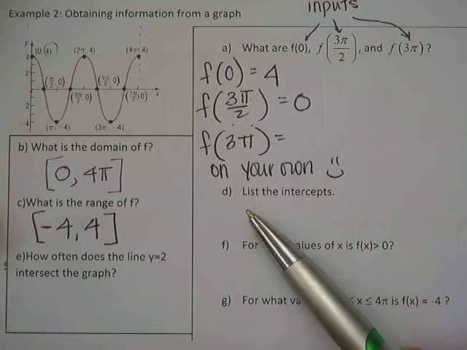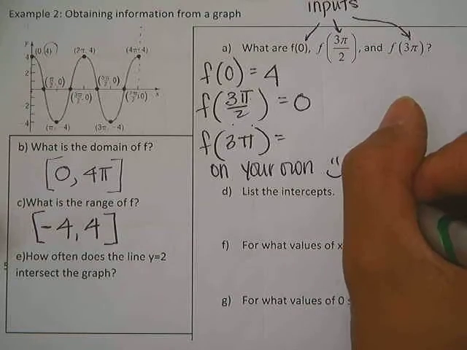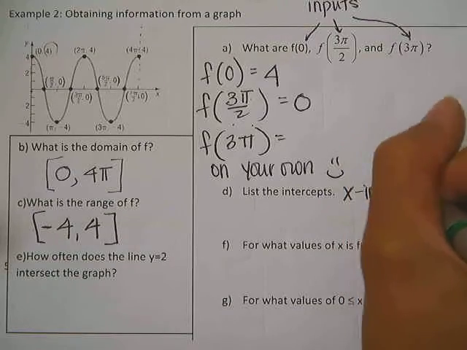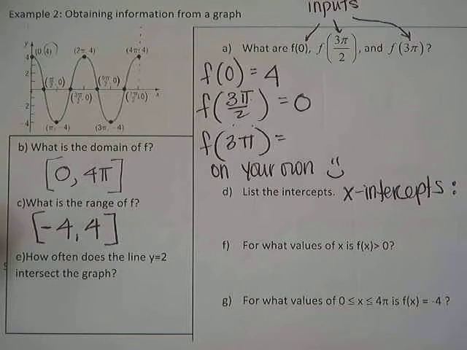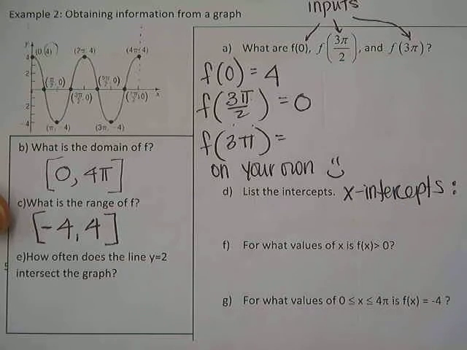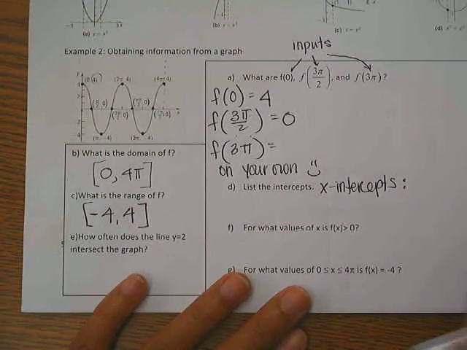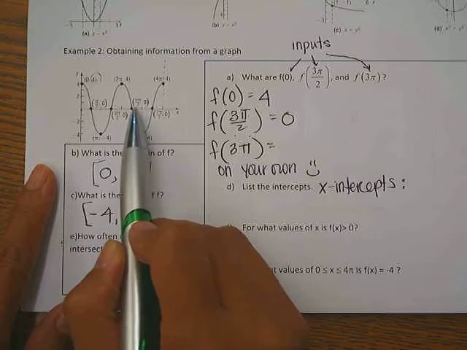Part D, list the intercepts. Intercept means I'm going to have x-intercepts and also y-intercepts. X-intercept is when the y value is 0. I'm going to zoom out because I need to show you how to write the answers all the way over here. When y is 0, that means all of the stuff that's on the x-axis.